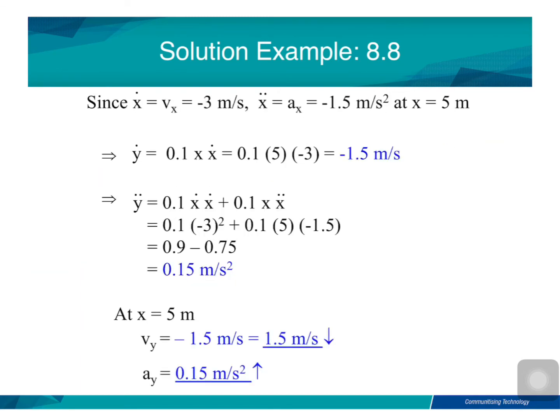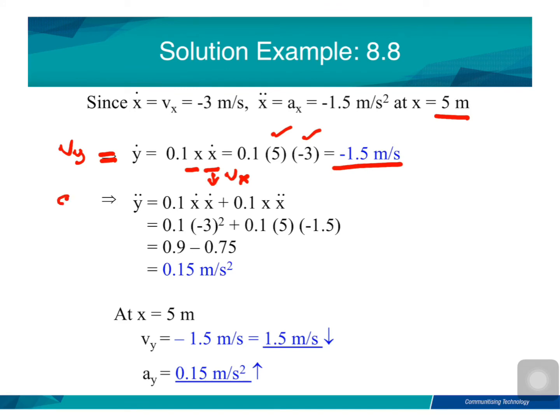So after we have the derivation, this is Vy. You can substitute x and x dot. What is x dot? It is Vx. So x is given as 5 meters and x dot is given as -3. So your Vy is equal to -1.5 meters per second.